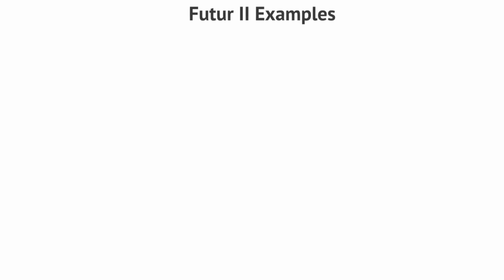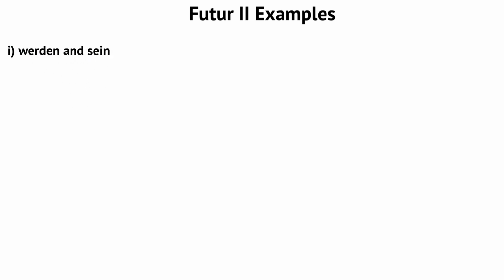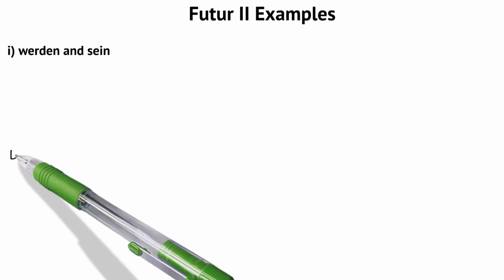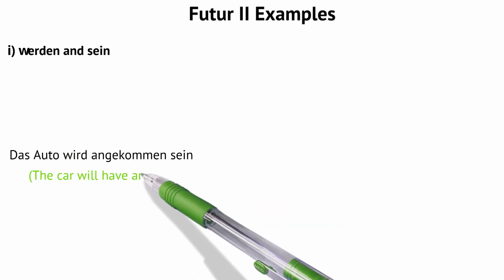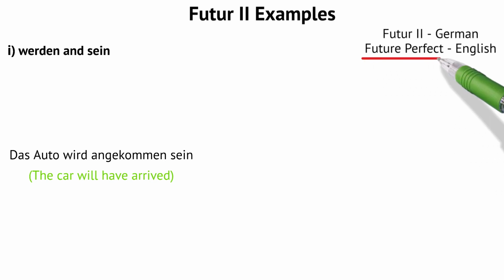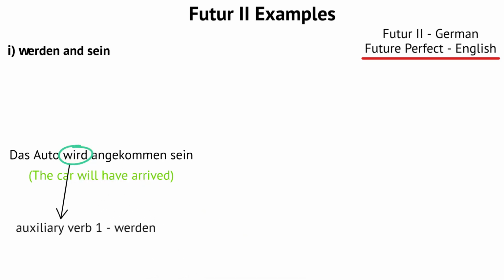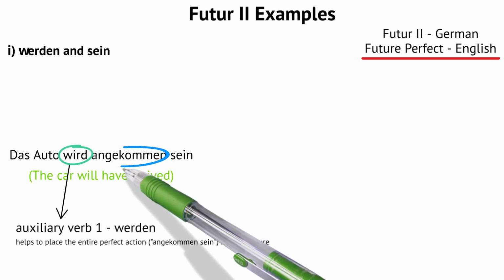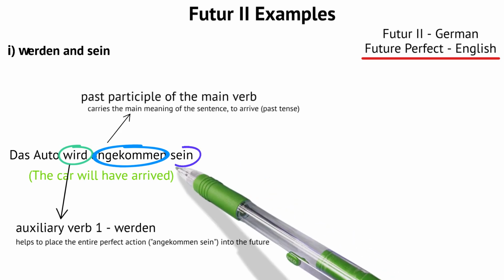The second example uses the auxiliary verbs, werden and sein, to form the future perfect tense. The sentence, "Das Auto wird angekommen sein," translates to "the car will have arrived." As in the previous example, the sentence is describing an action that will have been completed by a certain point in the future. That is the future perfect tense, formed by a conjugated auxiliary verb, wird, used together with the past participle of the main verb, angekommen, and another auxiliary verb in the infinitive, sein.